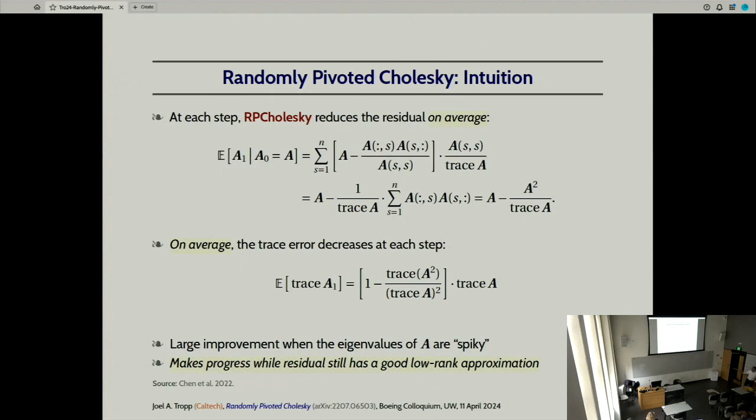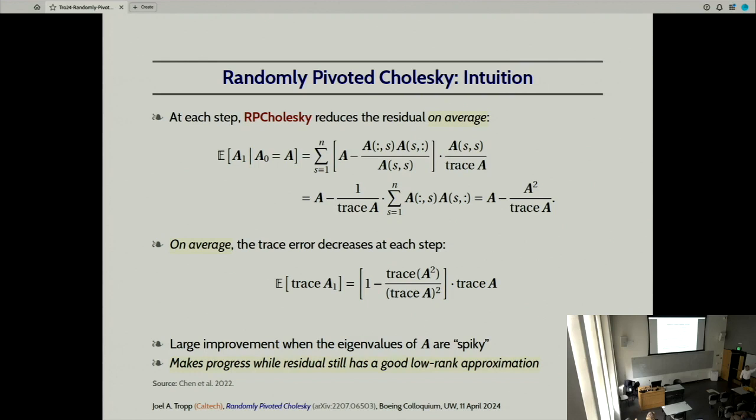Now, to understand what's happening here, let's take the trace, which is going to be our measure of error. Okay, so the trace of the residual on average is equal to the trace of the thing we started with times a damping factor. So we've attenuated the trace by performing one step of this procedure. By how much? Well, 1 minus the trace of A squared divided by the trace of A quantity squared. Okay, how do we understand this? Well, this is always between 0 and 1, so that's a good sign. And when is this big? It's big when some of the eigenvalues are a lot bigger than the others.